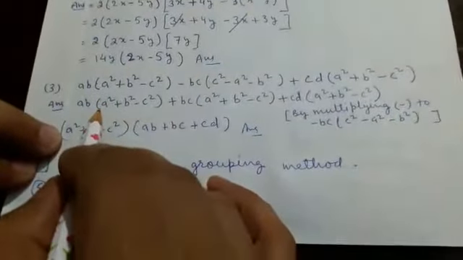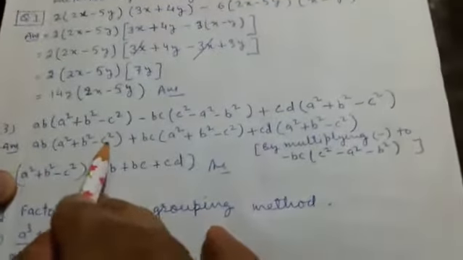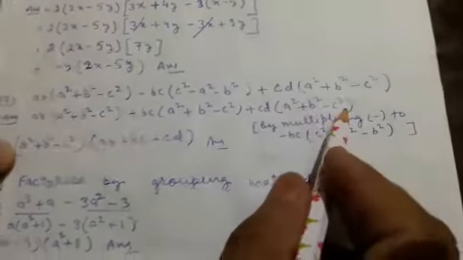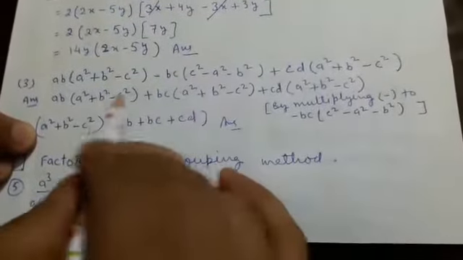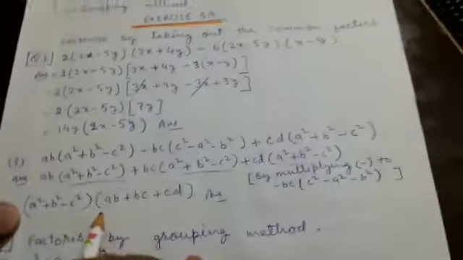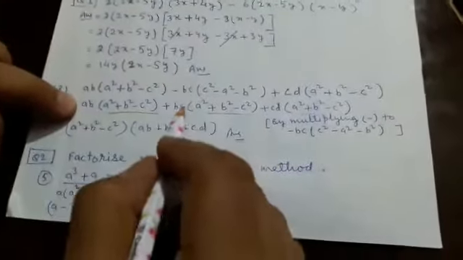Next, let us see, we will take it common. We will apply the common method here. A square plus b square minus c square. This side also a square plus b square minus c square, a square plus b square minus c square. In all these terms, this expression is common, no? So we'll take it common: a square plus b square minus c square. And what will remain here after taking this as common? ab plus bc plus cd. This will be our answer.